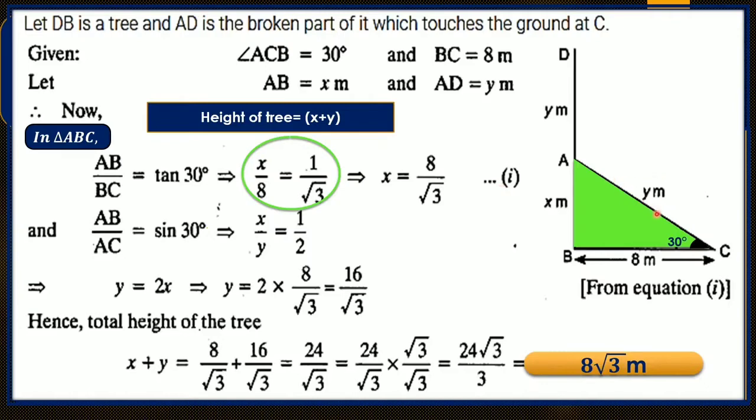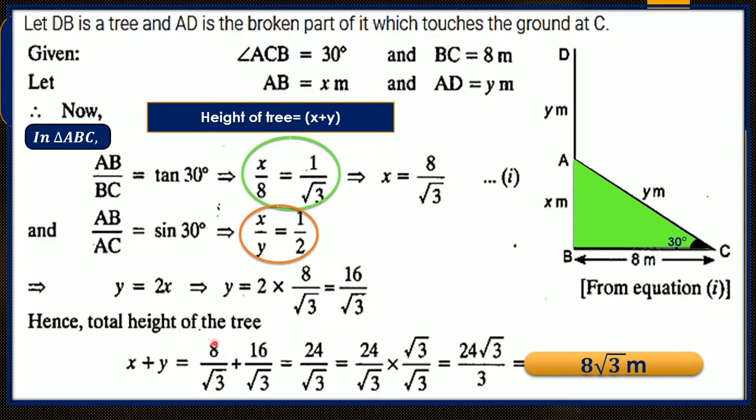Now we have to find the value of y also. Now for this you can consider sine 30 degree. Sine 30 degree means perpendicular upon hypotenuse. It means x upon y is equal to 1 by 2 because sine 30 degree is equal to 1 upon 2. So after simplification we'll get y is equal to 2x. Now simply we can put the value of x as 8 upon root 3. So after solving we'll get the value of y as well, that is 16 upon root 3.